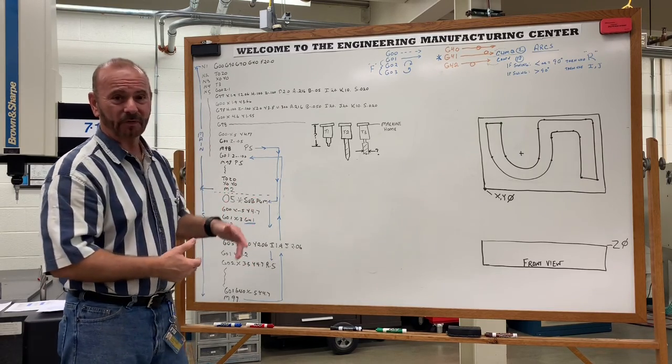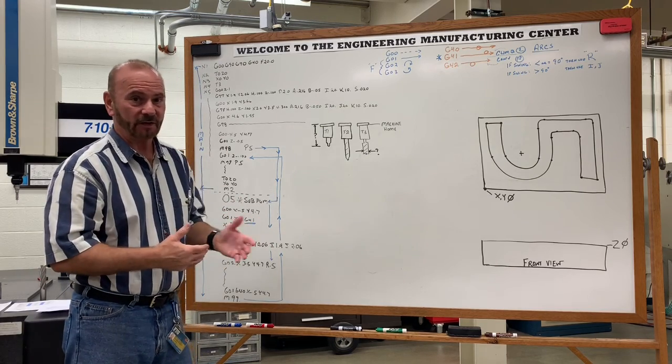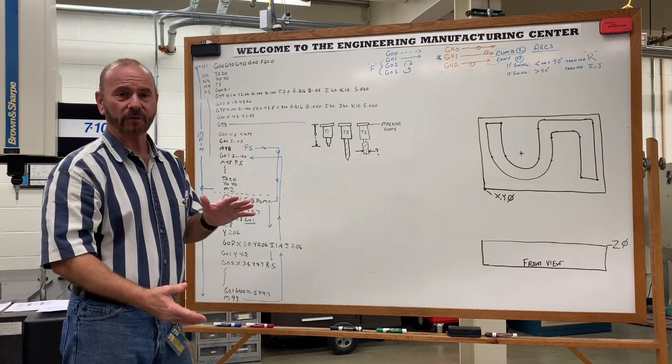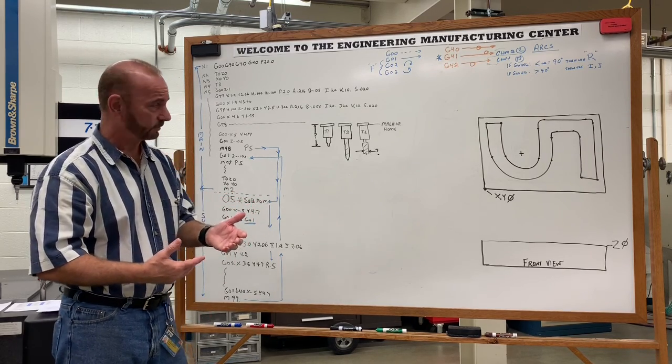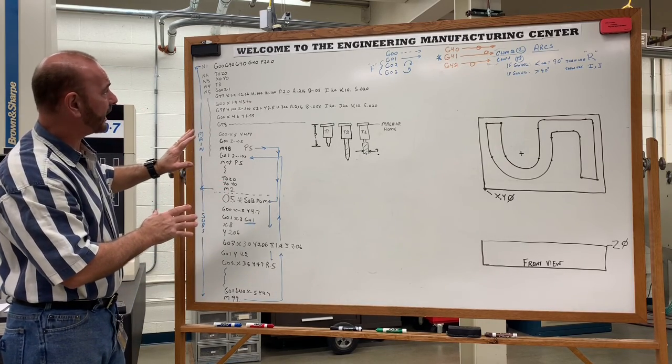Without those end block numbers, that person would most likely start the program from the beginning because they didn't know where they left off, and of course that would cut a bunch of air up until the point where the tool broke again, and that's just not efficient. So that's kind of like the basics of the G-code formatting.